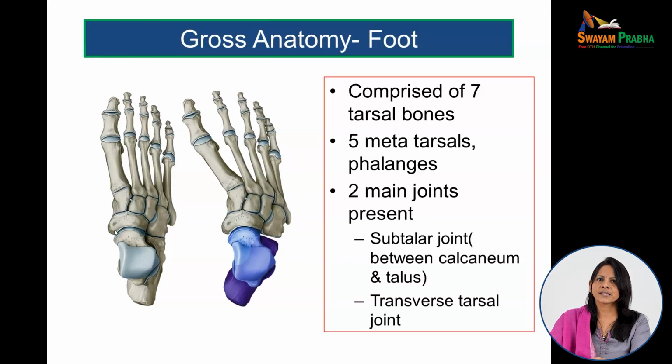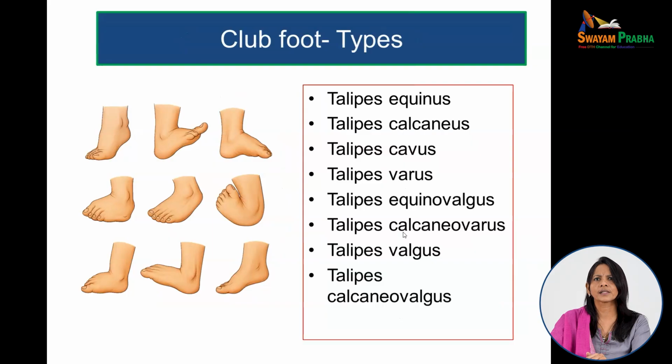The other joints that are present in the tarsals are the transverse tarsal joints. So there are multiple joints. These transverse tarsal joints are between the calcaneum and the navicular or the cuboid: talonavicular or calcaneocuboid. The transverse tarsal joints add stability to the inversion and eversion action of the subtalar joint. So these are the two main joints present in the foot which are responsible for the action of the foot. So with this, we will go on to the club foot.